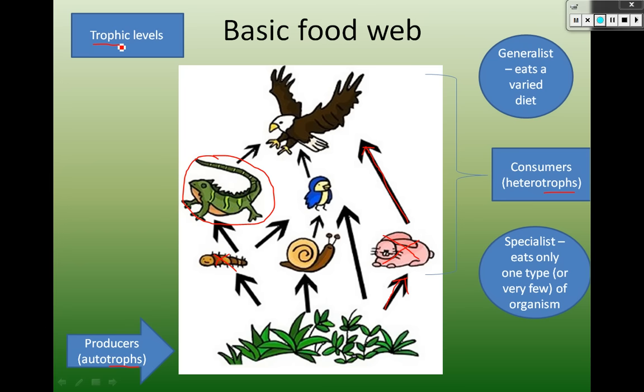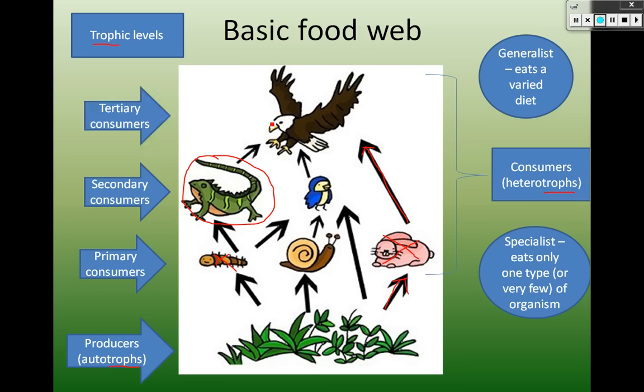Okay? So what you have down here, again, we have the producers. Those are on the bottom of what we would call a trophic pyramid, or they are the most basic trophic level. Then we have the primary consumers. The primary consumers here eat the producers. Next we have the secondary consumers. Secondary consumers eat primary consumers. And then we have the tertiary consumers, which eat the secondary consumers.